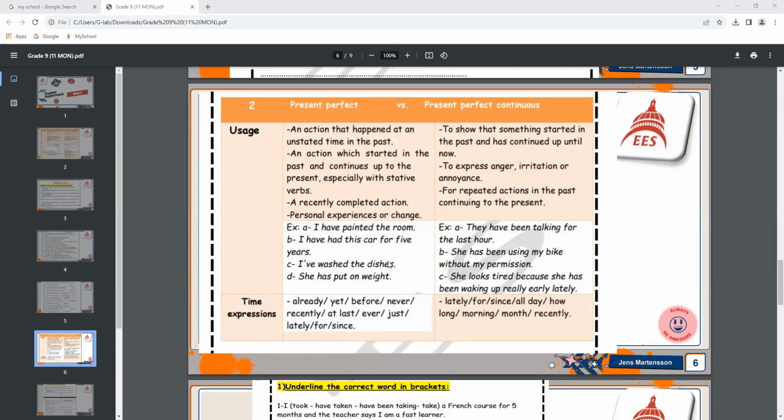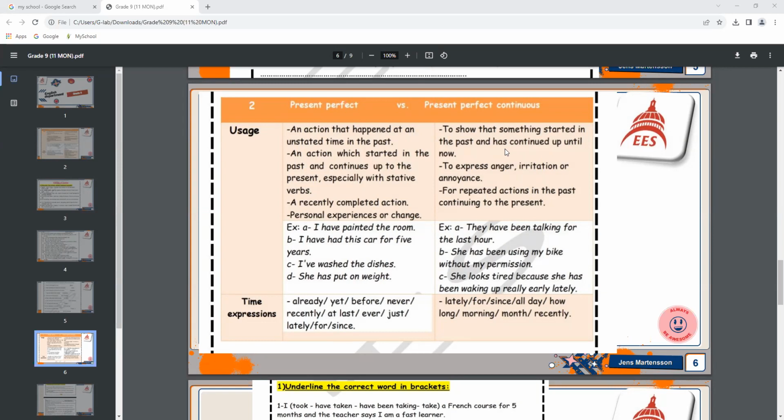Okay. Let's move to the present perfect continuous. They are so close. We can say I have studied English for 2 hours, and at the same time, I can say I have been studying English for 2 hours. It's the same usage, okay? An action started in the past and is still happening, okay?